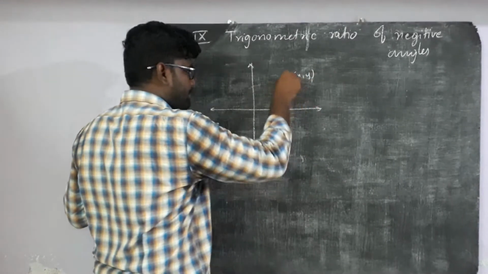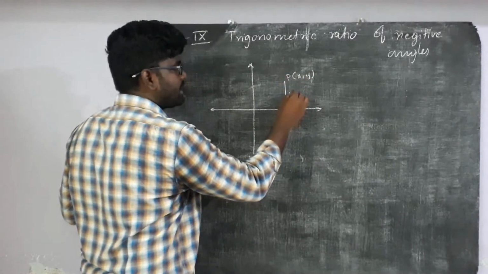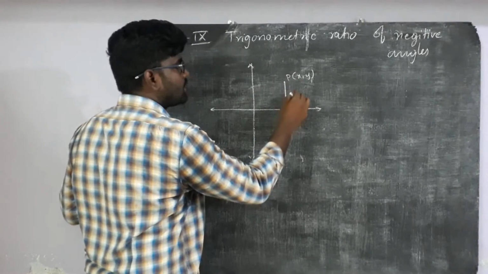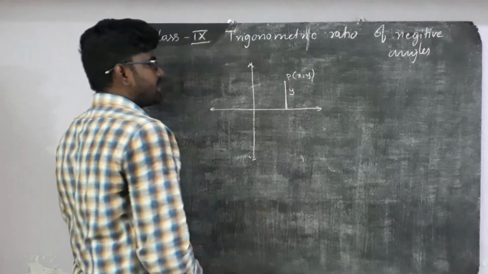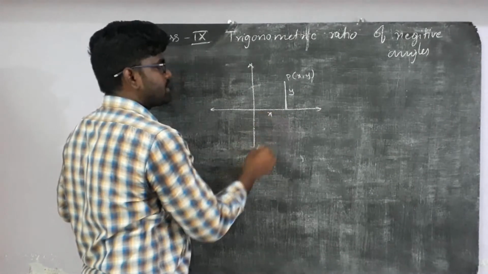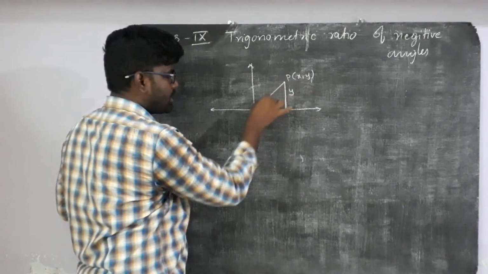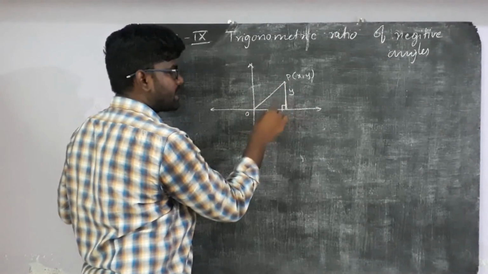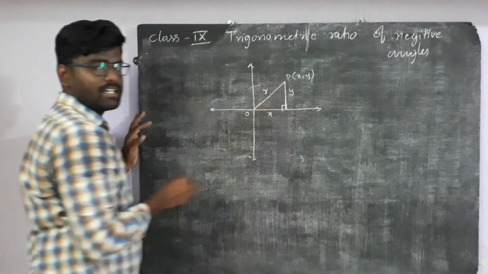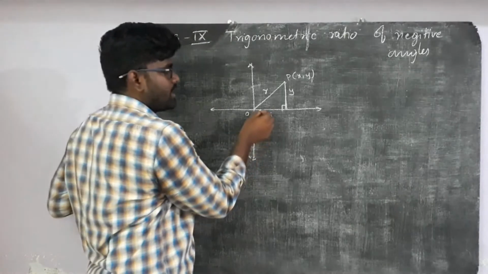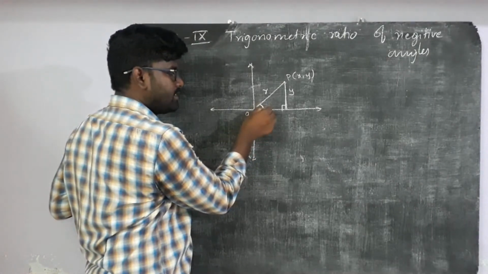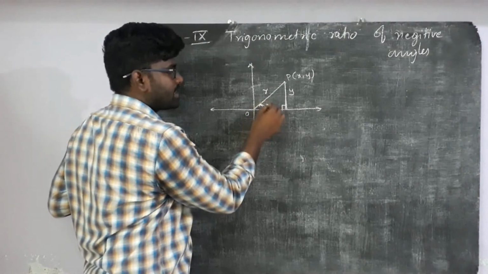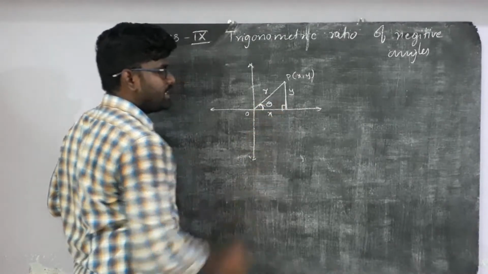When you take a perpendicular from the x-axis, it will become y units and x units. When you join with the origin, it will become the hypotenuse of this right angle triangle. As we already discussed in previous classes, here the angle is in anti-clockwise direction. We are taking it as positive angle theta.